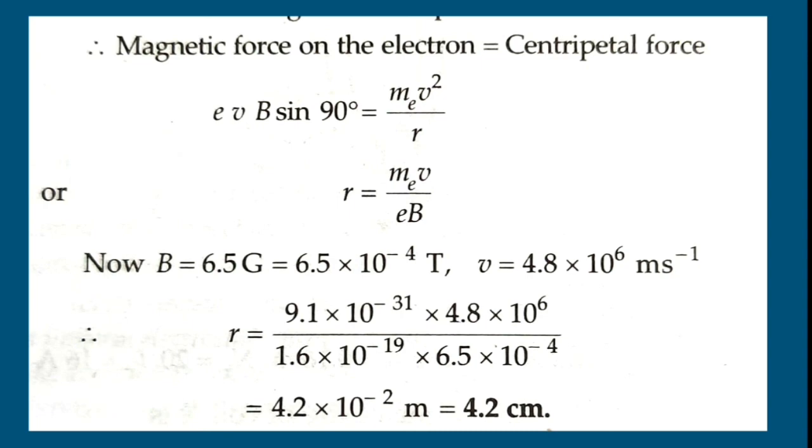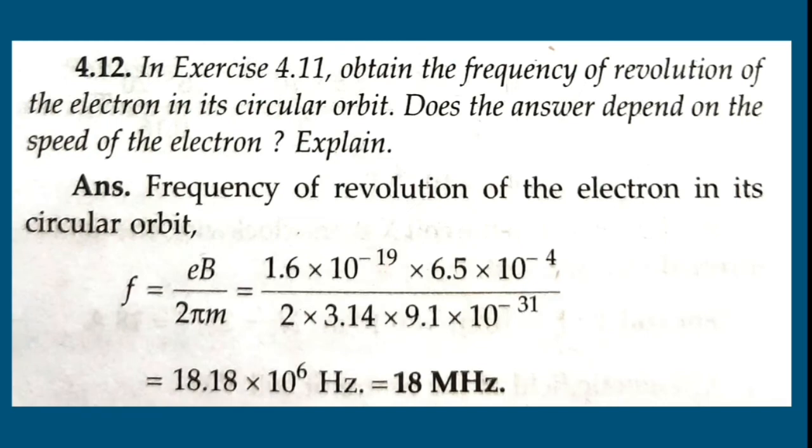Now based on the same question, you have the next question, that is 4-12. In exercise 4-11, obtain the frequency of revolution of the electron in its circular orbit. Does the answer depend on the speed of the electron? Explain. See, for the frequency of the electron, we have the expression qB by 2 pi m. Substituting, we will have 18 into 10 raised to 6 hertz, that is 18 megahertz. The question is, does the answer depend on the speed? Frequency is independent of the speed of the electron, because in the equation itself we have only qB by 2 pi m, which shows its independence of the speed.